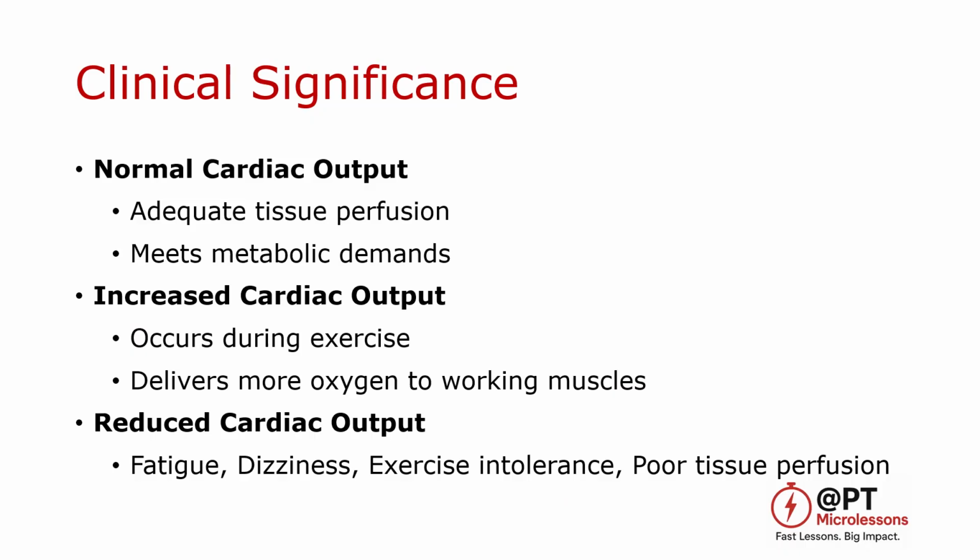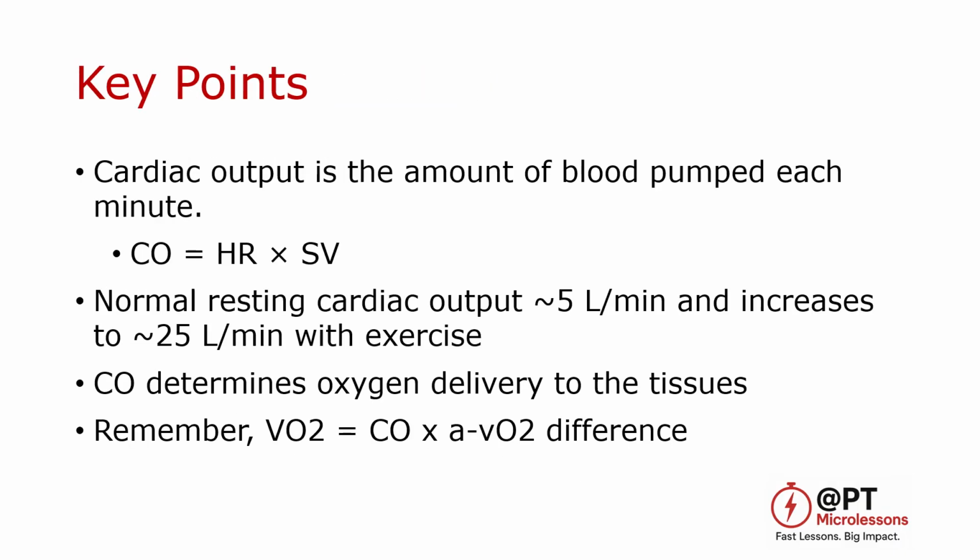A normal resting cardiac output is about 5 liters per minute, which provides adequate tissue perfusion to meet the body's metabolic demands. During exercise, cardiac output increases substantially to deliver more oxygen to working muscles. In contrast, a low cardiac output limits oxygen delivery and may result in fatigue, dizziness, exercise intolerance, and signs of poor tissue perfusion. Let's summarize the key points.